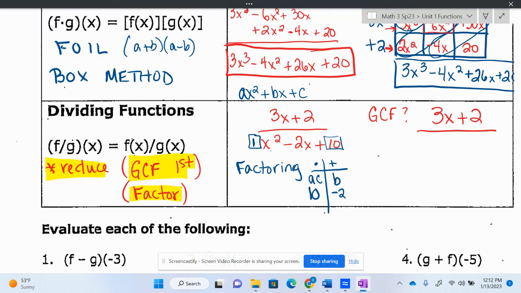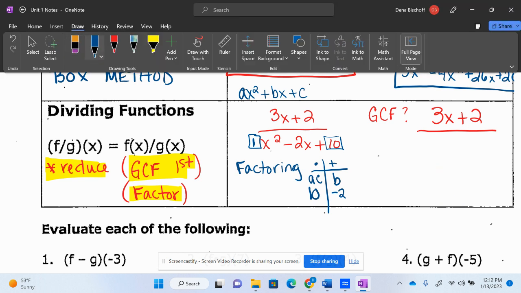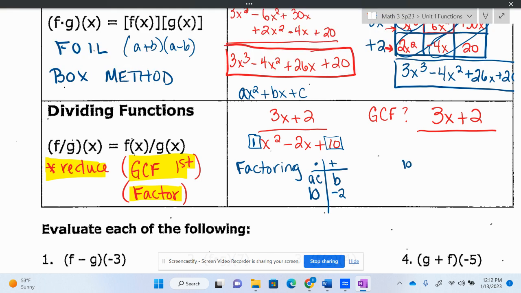Well, I'm going to continue with this because I just want to show you something. Remember when you do this, you're trying to find numbers that you can multiply together to get a 10 that add up to a -2. So 1 times 10 gives you 10, but it doesn't add up to -2. 2 times 5 gives you 10, but it doesn't add up to -2. And those are the only factors of 10 in terms of integers, correct? So this is not factorable using integers. So this is as reduced as it can possibly get. So we're just going to write it like it was.